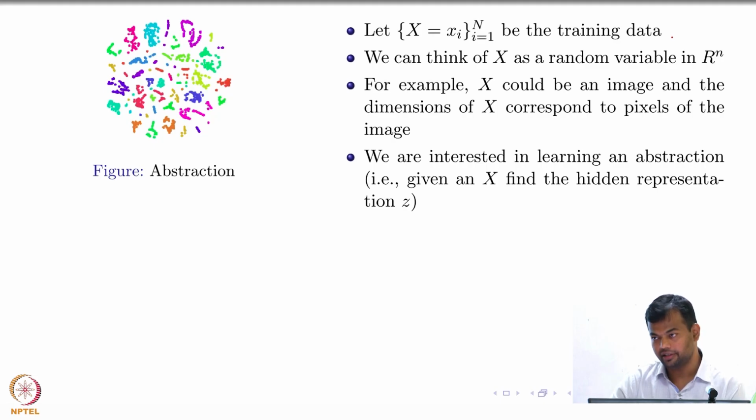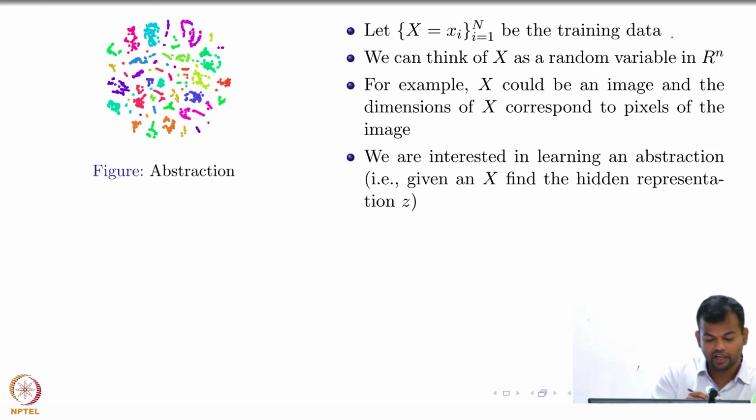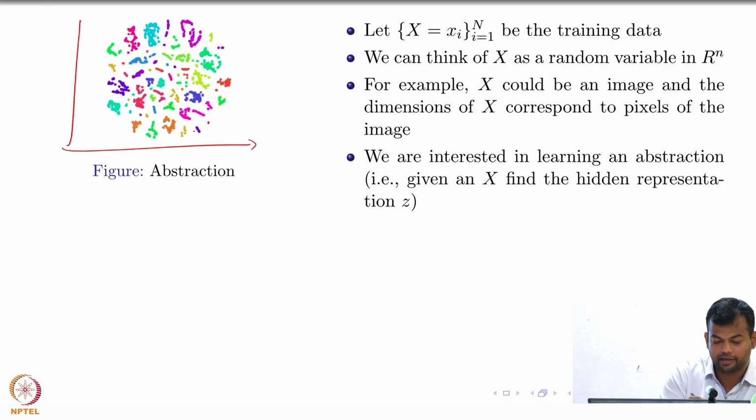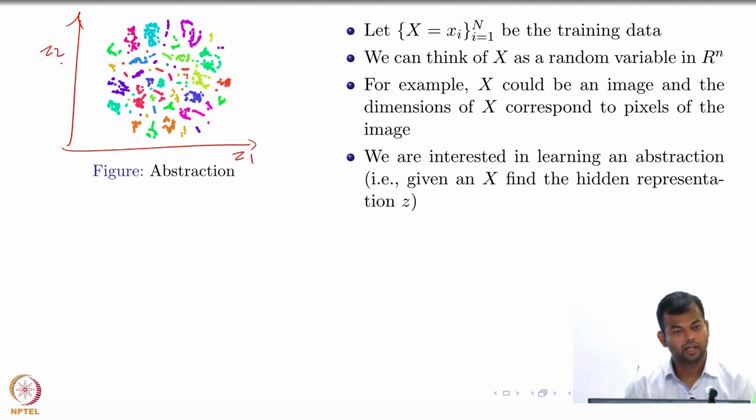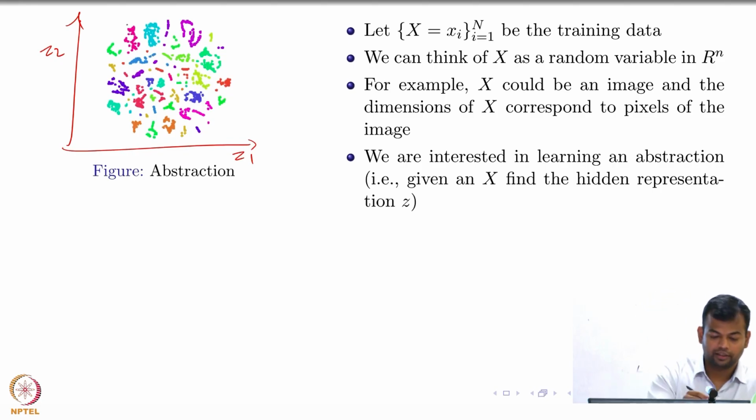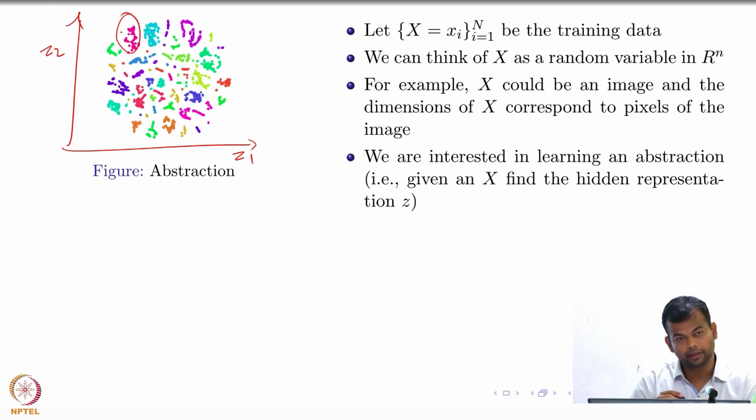Now what we are interested in is learning an abstraction: given x, we are interested in learning a hidden representation z. So here what I've shown you is actually a two-dimensional hidden representation. Assume you just have z1 and z2 as two dimensions. For all the images that I had in my training data, I just computed this two-dimensional representation for them and just plotted them. These are probably all the images of beaches. These are all the images of mountains, say. These are images of buildings and so on, right?